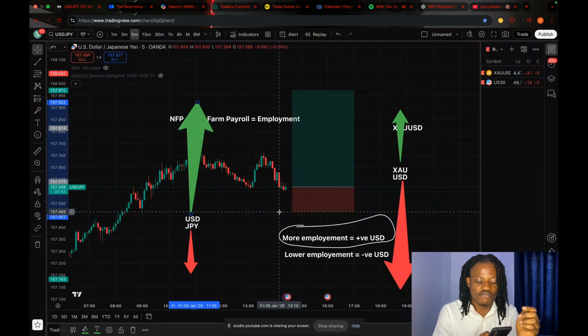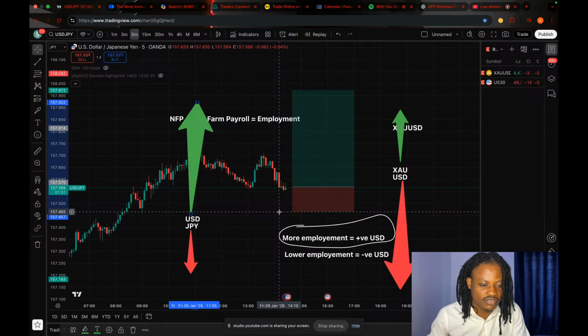You use 450 rather as your stop loss price. Enter your buy now on USD JPY.